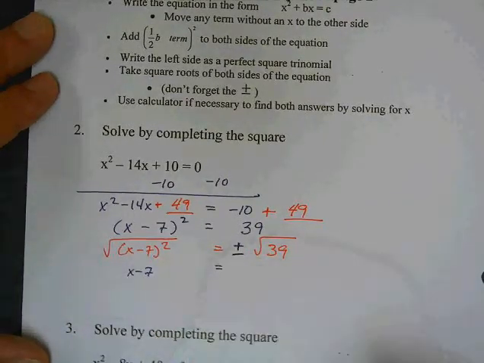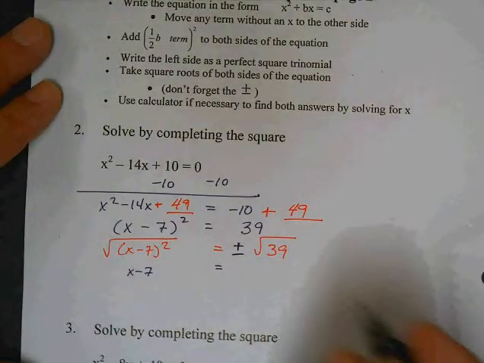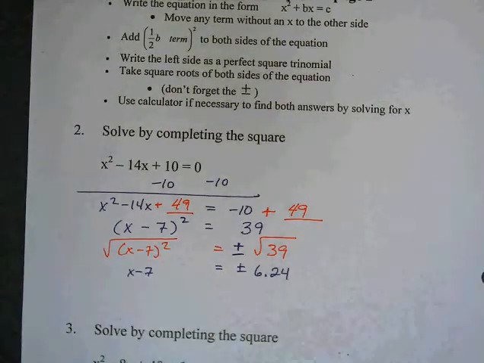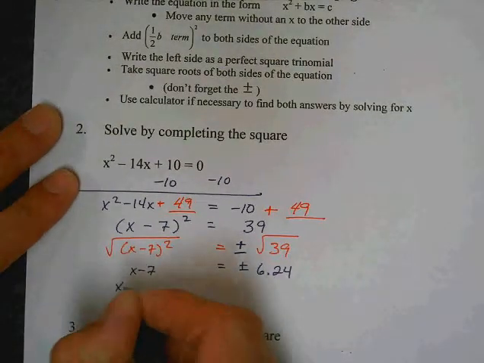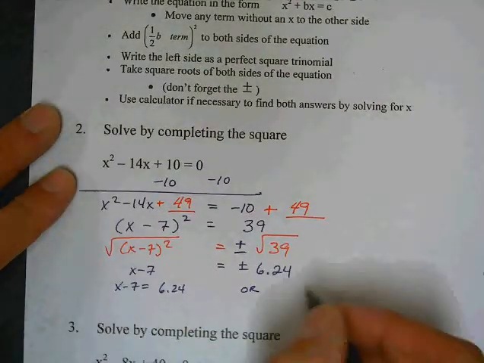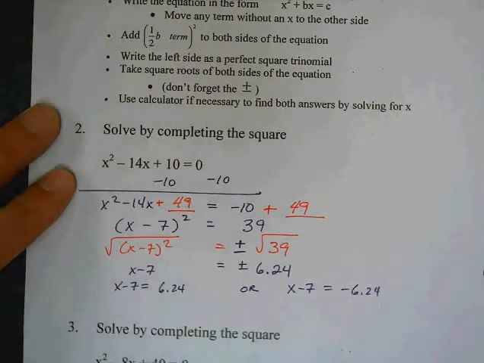Back row, what's my decimal? A little louder, Sophia. 6.24. Thank you, ma'am. All right. Once again, my last hour class had a little challenge on this. How do I break these up? What's the first break? X minus 7 equals positive 6.24. Okay. X minus 7 equals positive 6.24, or x minus 7 equals negative 6.24. Nice pickup, Matt. All right, let's add 7s.